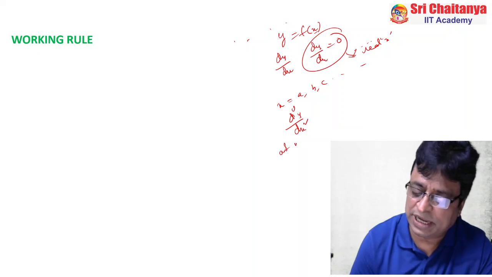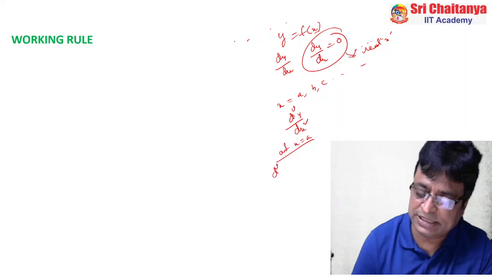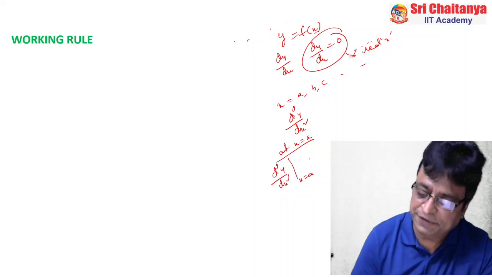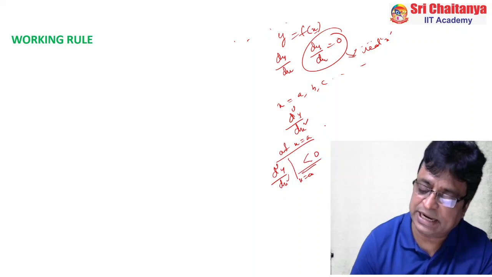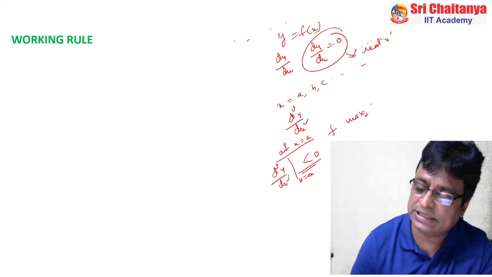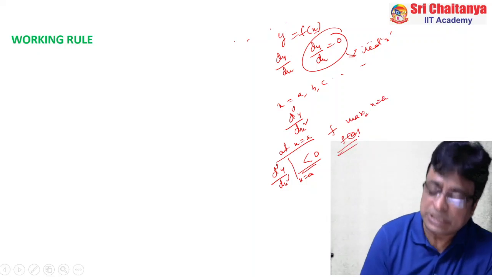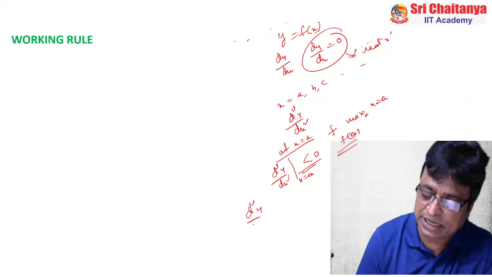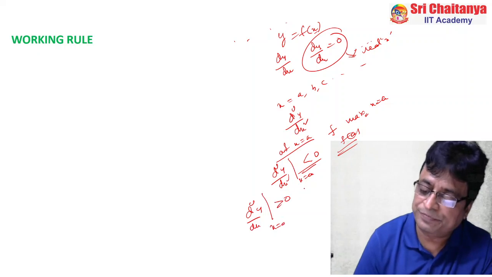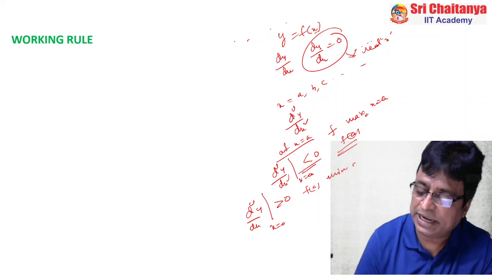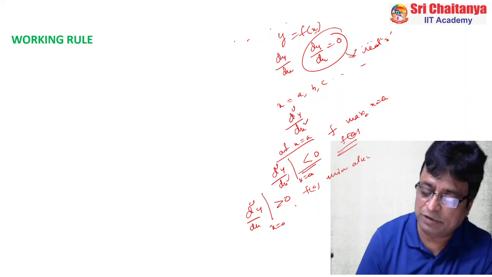Now at x is equal to a, what I am doing is finding the second derivative, d square y by dx square at x is equal to a. If it is less than 0, then I can say that your function f has a maximum at x is equal to a and the maximum value is f of a. Suppose d square y by dx square at x is equal to a is greater than 0, then your function has a minimum at x is equal to a and the minimum value is f of a.